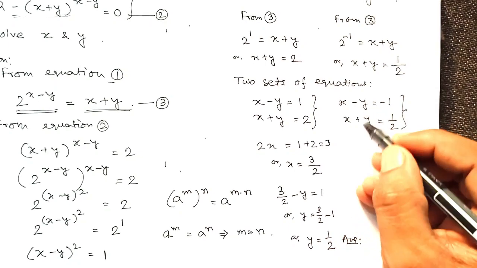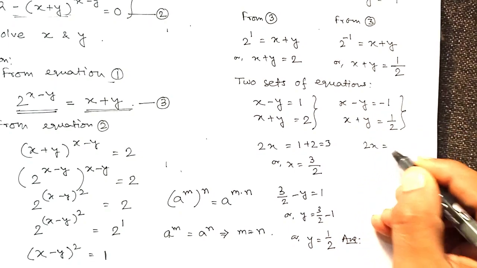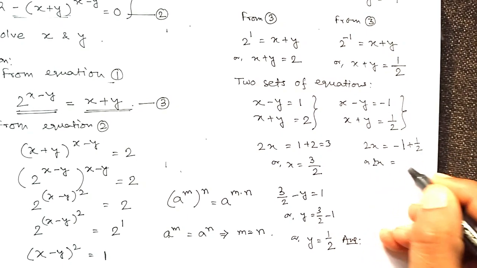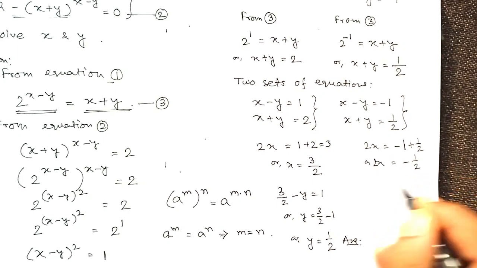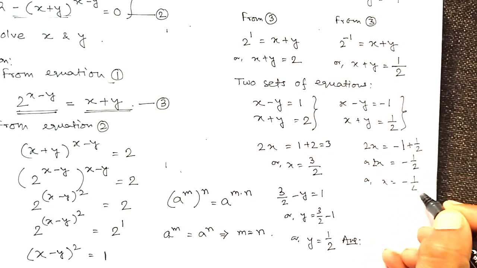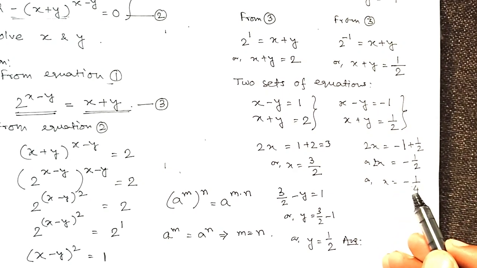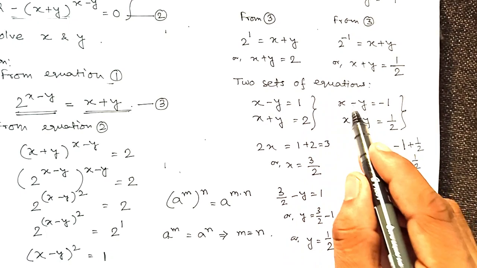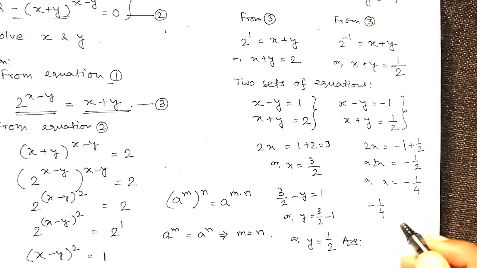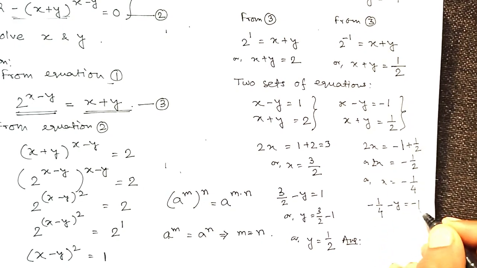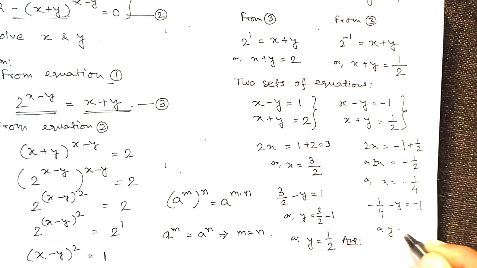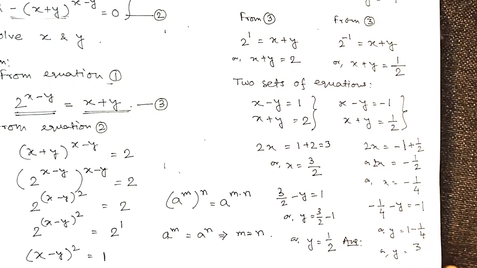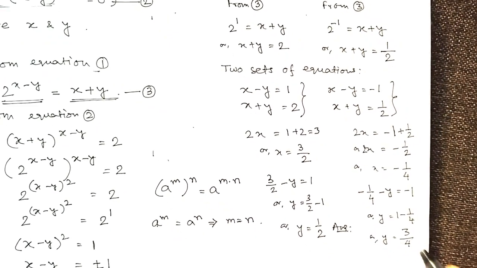This is one answer, and adding these two equations we will get 2x is equal to minus 1 plus half, or 2x is equal to minus half, or x is equal to minus 1 by 4. Now again putting this x is equal to minus 1 by 4 into any of these equations, say in this equation we get minus 1 by 4 minus y is equal to minus 1, or y is equal to 1 minus 1 by 4, or y is equal to 3 by 4.